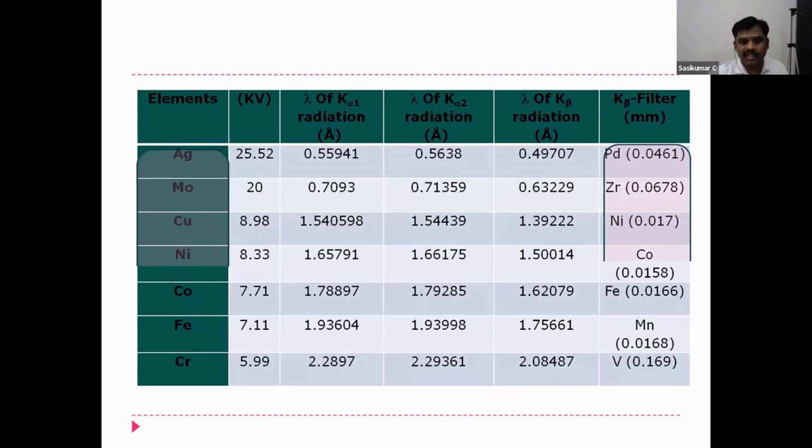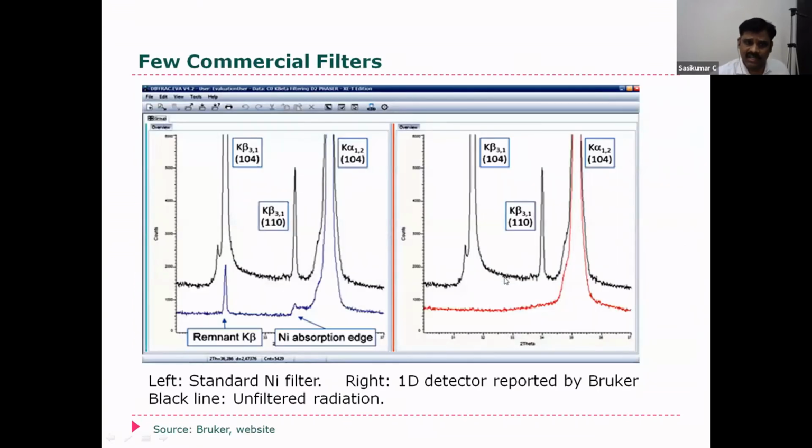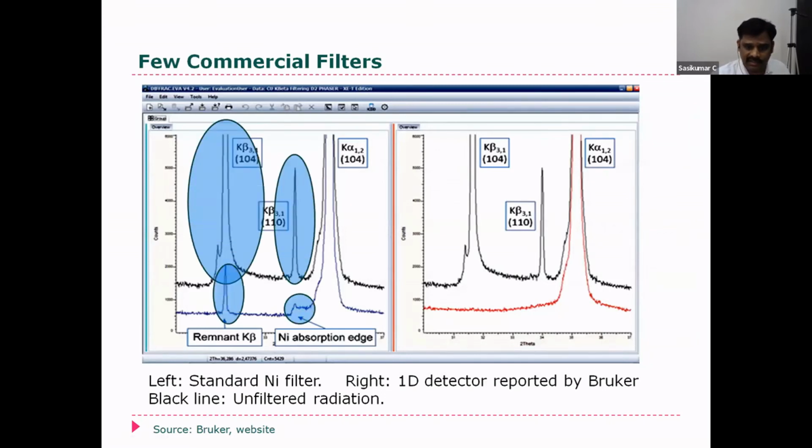And here are the elements, and here is the kind of filters you can use. Say, if you are using silver, usually the element is the one just below its atomic number. So for silver, you are going to use palladium; for molybdenum, zirconium; for copper, nickel. Likewise, you have various filters available, and there are a few commercial filters in the market as well. For example, here is a common filter, the nickel filter.